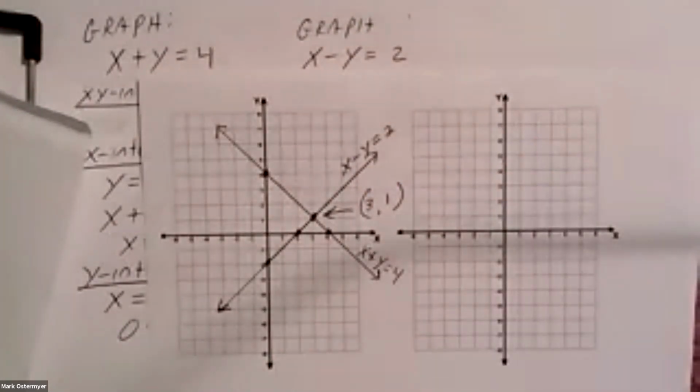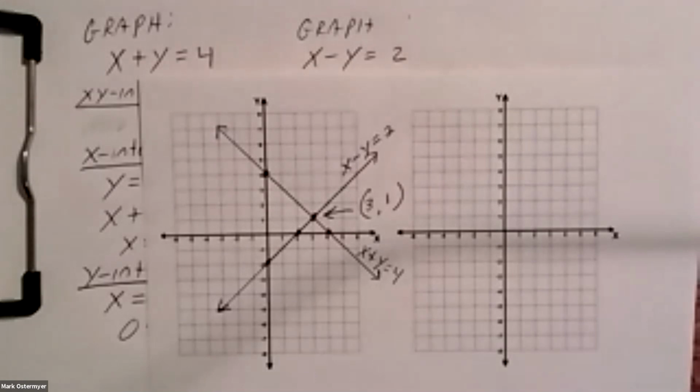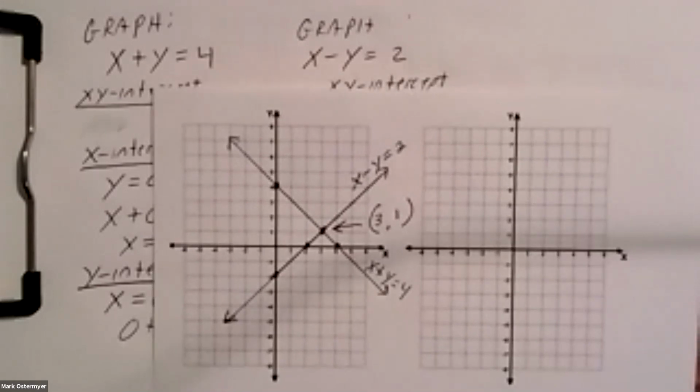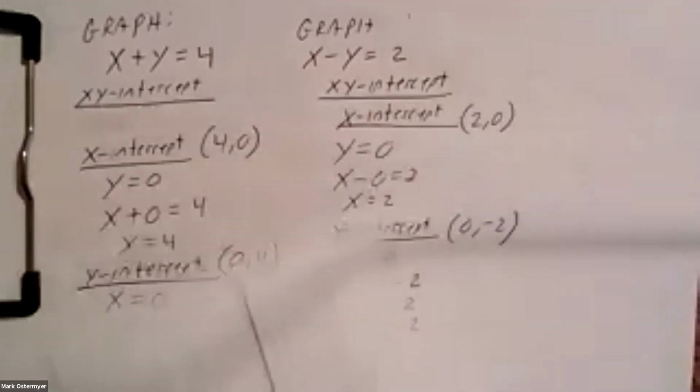Ladies and gentlemen, what's the significance of that point (3, 1)? What do you think the significance of that point is? (3, 1) is the only point of intersection between those two lines. What do you think the significance of that point is in the scope of what we're doing here? It satisfies the solution to both. It satisfies the solution for both problems.